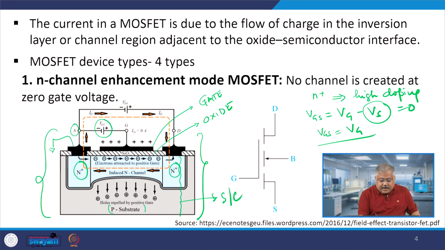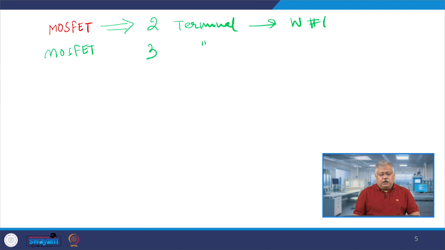Similarly, I apply another N plus region, which is known as the drain region. So now I have the source, the drain, and the oxide layer here. I apply a positive bias in the case of an N channel, p-type substrate device, and this is the positive voltage I am applying here. Now I will explain these terms, but let me come to the basic idea of the MOSFET first.